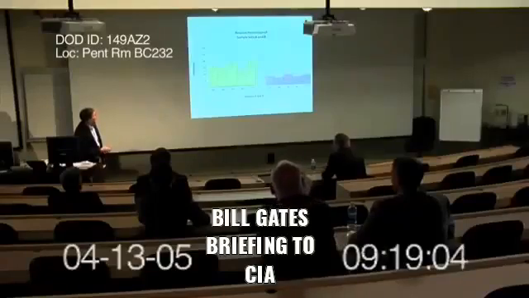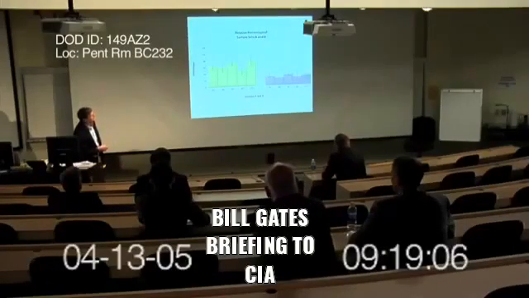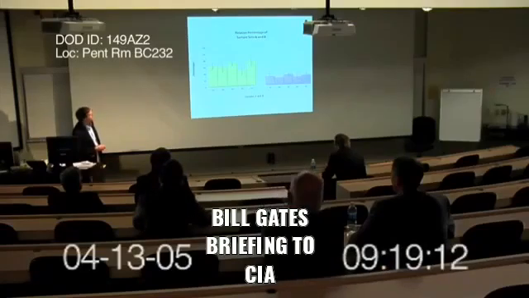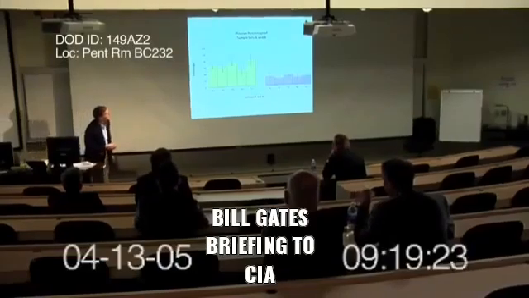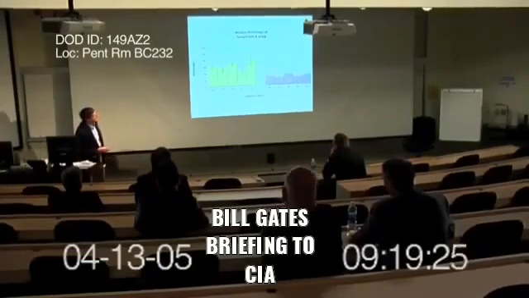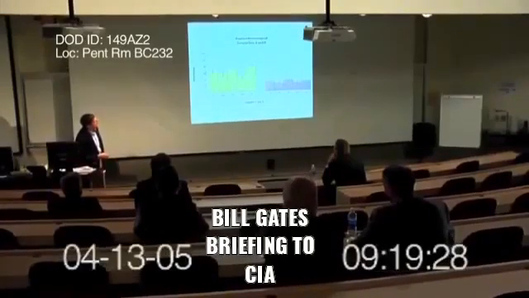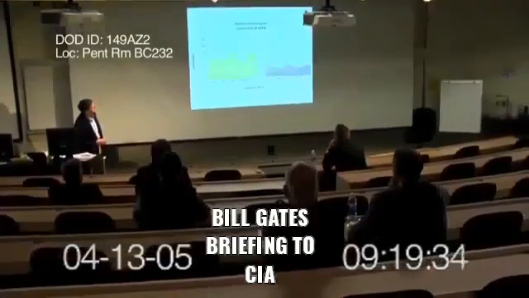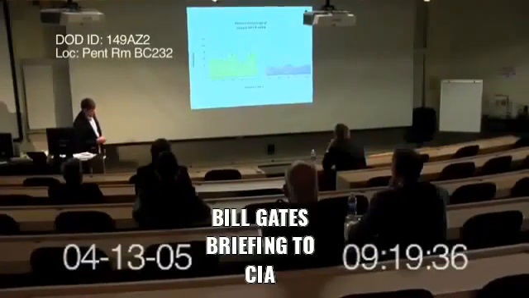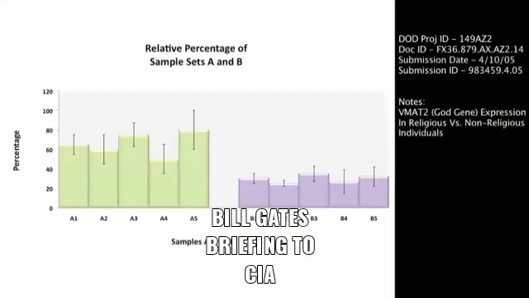On the left over here, we have individuals who are religious fundamentalists, religious fanatics, and this is the real-time PCR expression of the VMAT2 gene. Over here, we have individuals who are not particularly fundamentalist, not particularly religious, and you can see there's a much reduced expression of this particular gene, the VMAT2 gene. Another evidence that supports our hypothesis for the development of this approach.